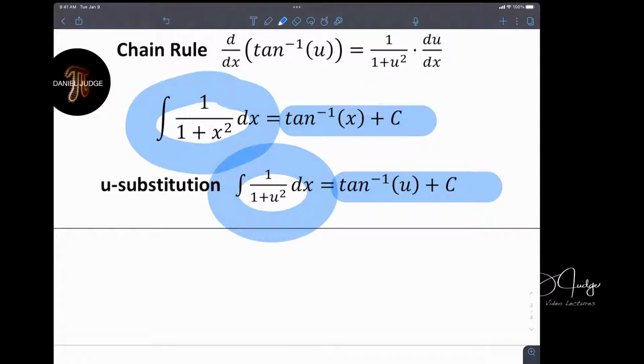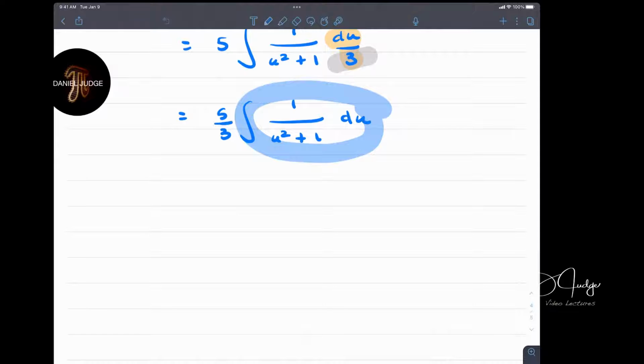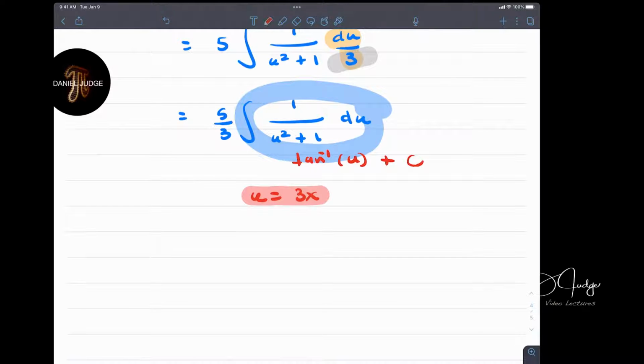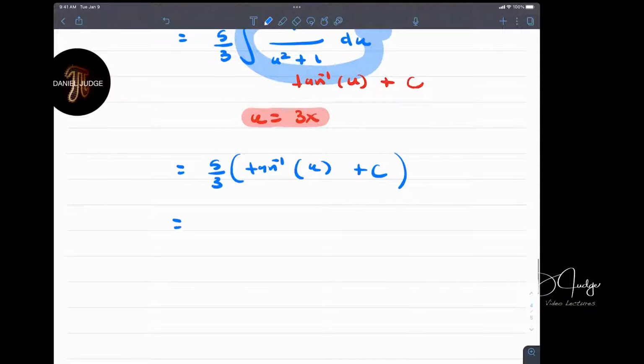Inverse tangent u plus c. So we get to replace this with inverse tangent of u plus c, where your u is 3x. 5/3 inverse tangent u plus c, and you distribute. Right? So you get the 5/3 inverse tangent u, and 5/3 c, this is going to be that c.